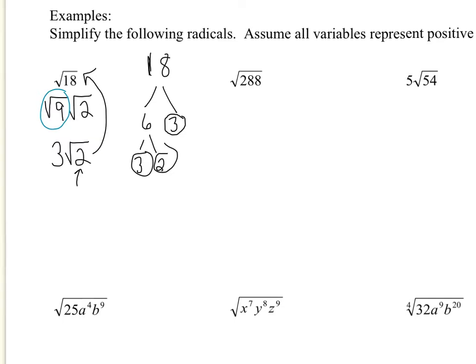So an easy way to simplify this is, since this is a square root, the index is 2, I look for anything that has a matching pair. Are there any groups of 2 in my factor tree? Well, there are 2 3s, and only 1 2. So anything that has a pair, or if it's a cube root you're looking for 3, a fourth root you're looking for 4, anything that has the matching group, you put on the outside of the radical. So 3 would go on the outside because there's 2 of them, and anything that doesn't stays inside.